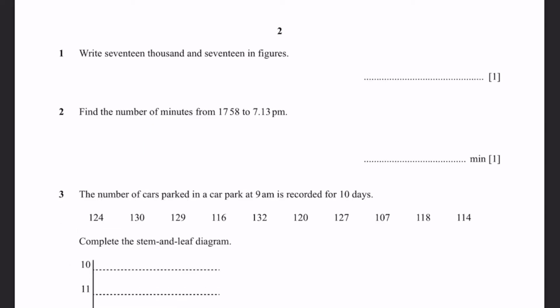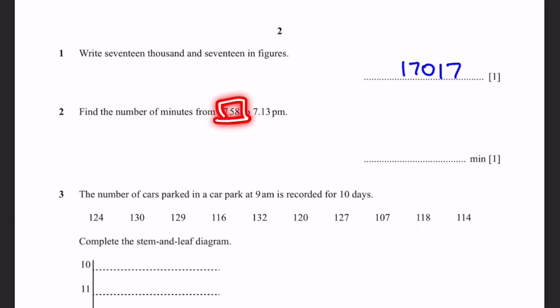Question 1. Write 17,017 in figures. This is easy enough. You just go 17,017. Question 2. Find the number of minutes from 17:58 to 7:13 p.m.